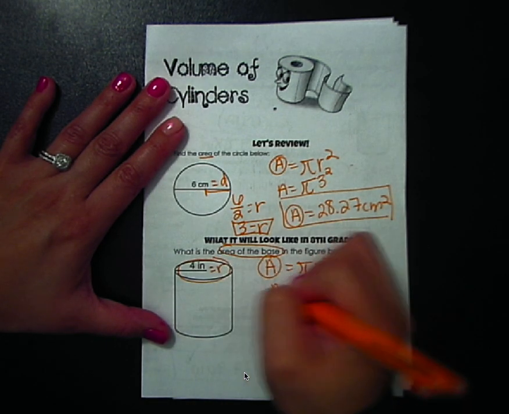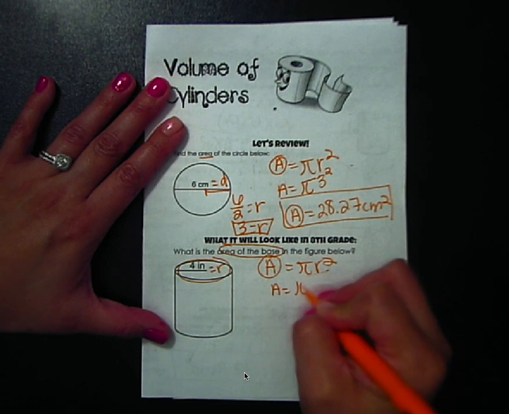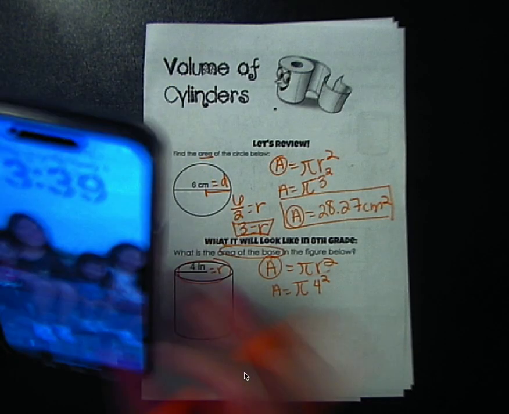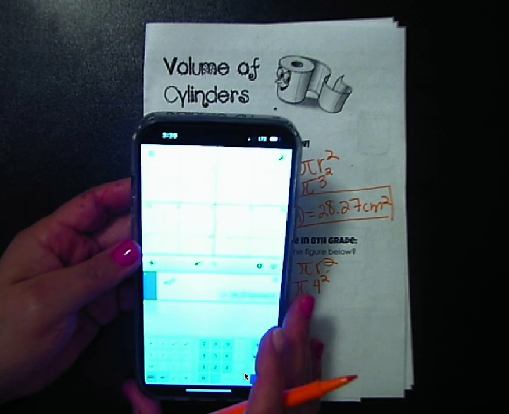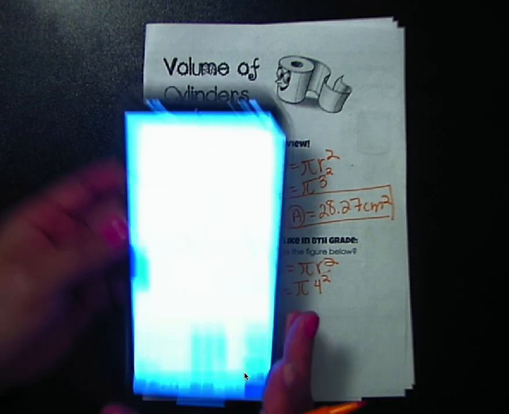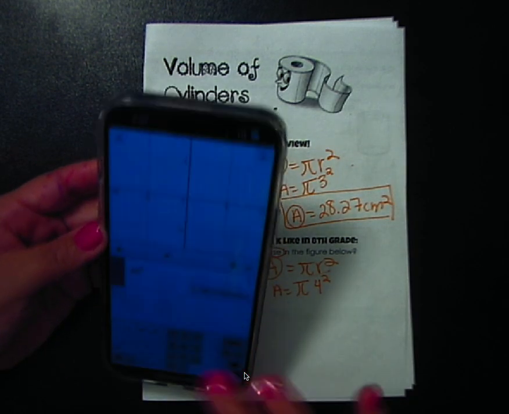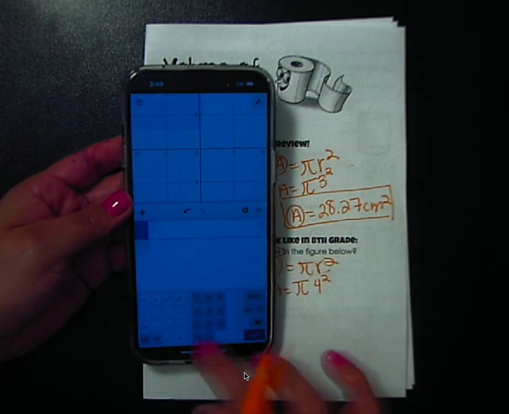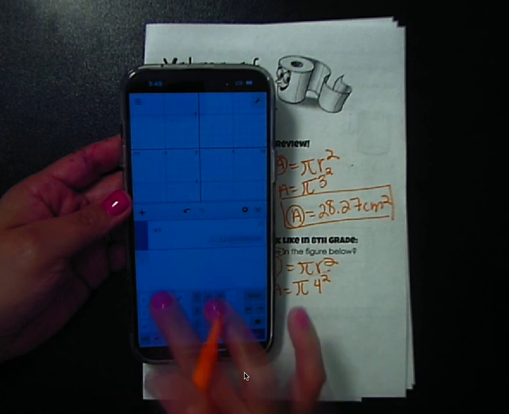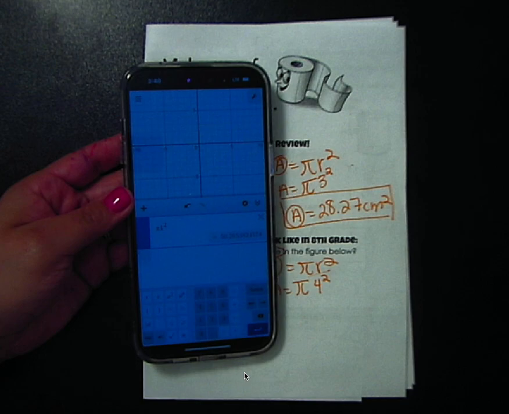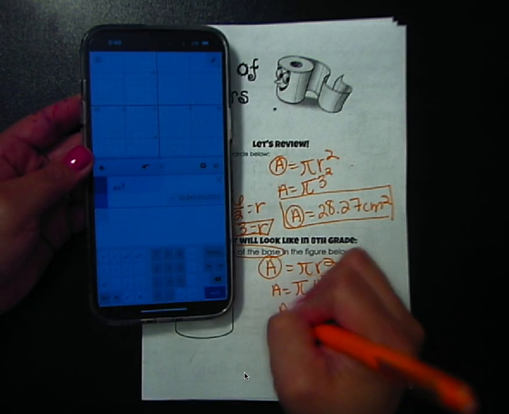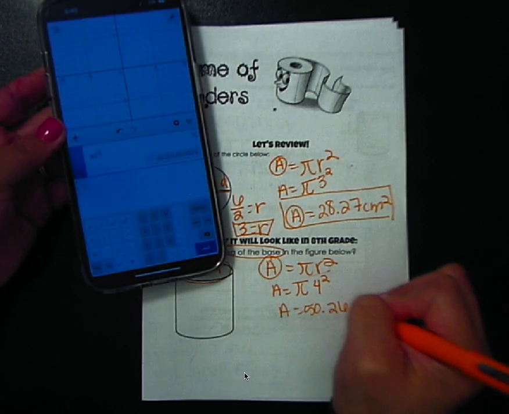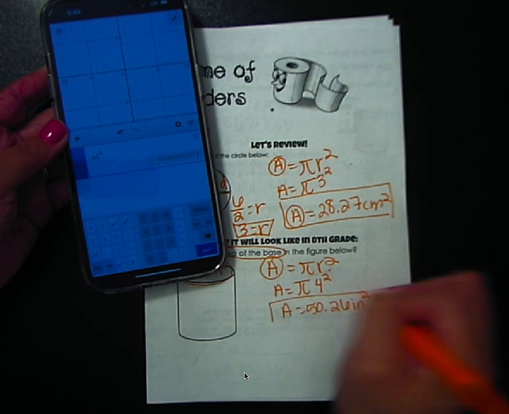So I have all the information I need. I'm going to follow the formula. I'm going to bring down my pi. My radius is 4, and then don't forget that square. So again, I'm going to go to my Desmos. It's kind of hard to see. Maybe my brightness is too much. Oh, that's better. So I'm going to do, again, pi, my radius is 4 to the 2nd power. So my answer is 50.26, and that's going to be inches squared. I'm going to go ahead and block that answer.